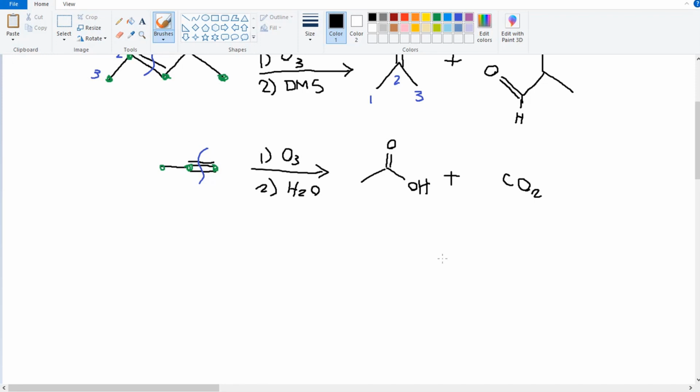If you cleave a terminal alkyne, one of the products you're going to get is CO2, because that carbon that's all by itself is going to maximize the number of carbon-oxygen bonds. And it ends up basically giving you a carbon-oxygen double bond on one side and a carbon-oxygen double bond on the other. Well, that's CO2. That's carbon dioxide.